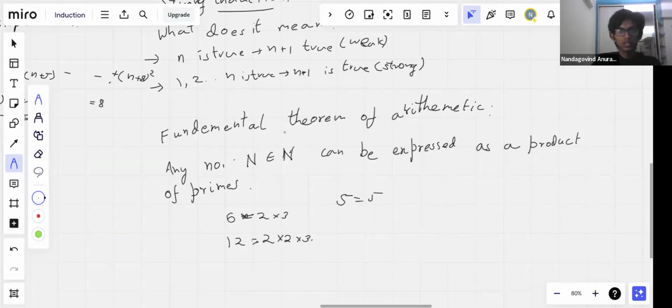So the question is, how do we prove this, or how does somebody prove this? For this, we use strong induction. So can all of you try? I guess I'll give like 5 minutes. Some of you might be familiar.